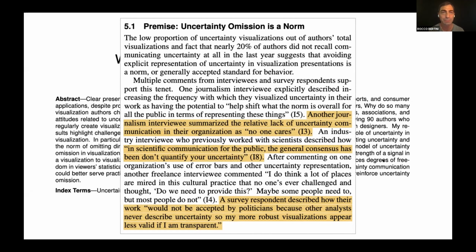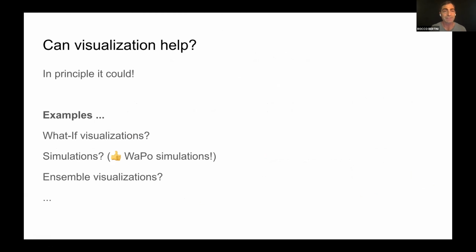One of the outcomes is that the premise that most people have in industry is that uncertainty omission is a norm. For instance, interviewing people, in scientific communication for the public, the general consensus has been don't quantify your uncertainty. Or a survey respondent described how their work would not be accepted by politicians because other analysts never describe uncertainty. So my more robust visualizations appear less valid if I am transparent, right? I really strongly suggest to read the paper. There's much more than that. Super interesting.